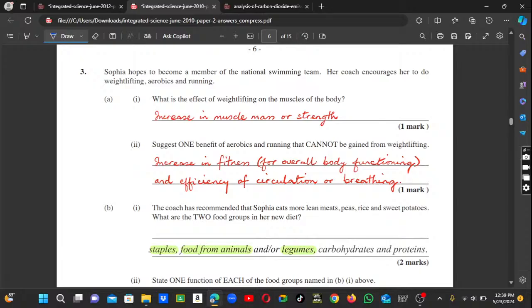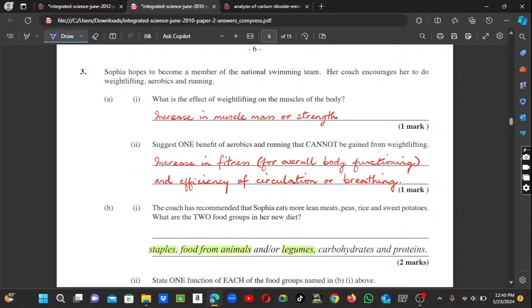All right, good. The other one asks for one benefit of aerobic exercise and running that cannot be gained otherwise. We know, guys, we have aerobic and we have anaerobic, and we need to know the difference between them. If you do physical education, you should know these terms. One benefit of aerobic exercise would be an increase in fitness, so overall the body would function very well and effectively, such as the circulation and breathing.